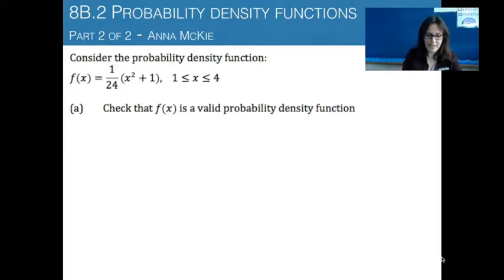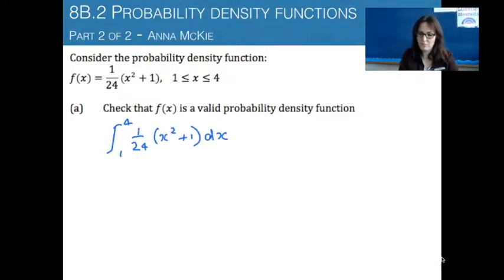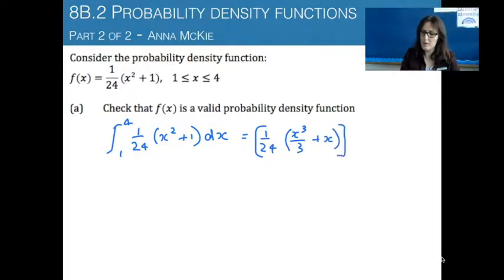So mathematically, what we write out is our integral. Then we are going to integrate that function. Now that constant, the 1 on 24, we can just leave like this, and we're going to raise the power by 1 and put it over the power. Same with that single 1, it becomes an x, in square brackets between 1 and 4.